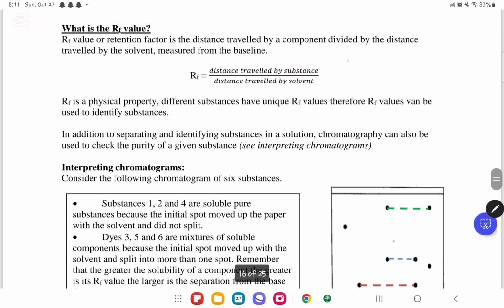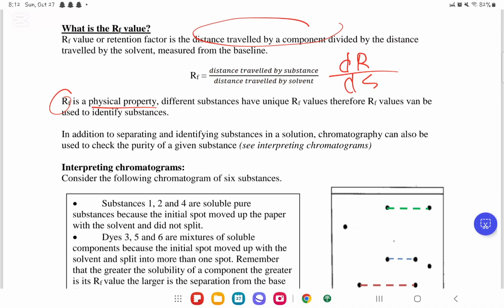Now here we reached an equation which is called the RF value. RF value, or retention factor, is the distance traveled by a component divided by the distance traveled by the solvent. So for example, if you're talking about ink and you have component color red, you're gonna see the distance traveled by the component color red, so distance red, over the distance of the solvent. Just an example. So the retention factor, or RF, is a physical property. Different substances have different RF values, so that's what makes it possible to identify a substance.